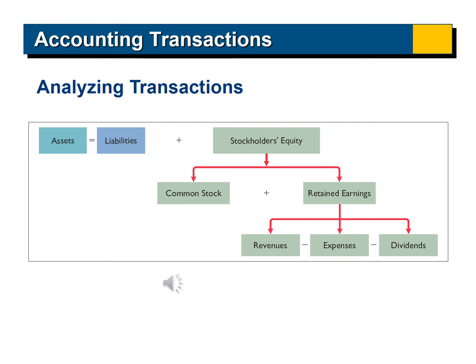Here is a further breakdown of the stockholders' equity section in the accounting equation. The stockholders' equity section is made up of two elements. The first one is common stock, and the second one is retained earnings. The retained earnings is made up of revenue minus expenses minus the dividends. The revenues and the expenses are reported on the income statement as we discussed before, and then net income is calculated. Dividends are paid out of that net income, so the retained earnings ultimately is made up of net income minus the dividends.